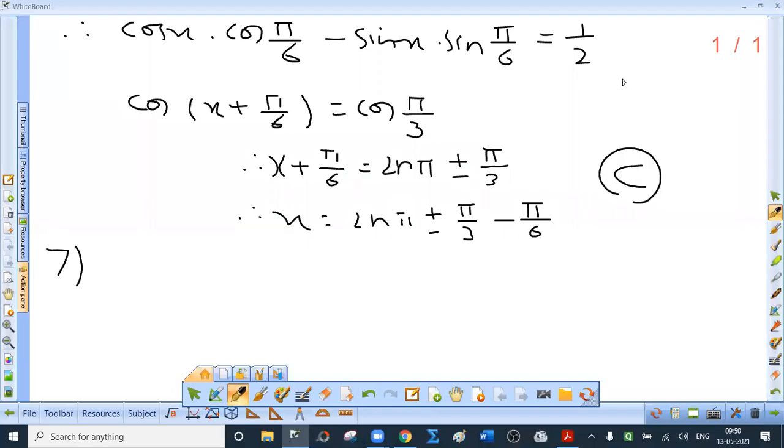Seventh, actually there is one correction. Option A should be 2 is to root 6 is to root 3 plus 1. I repeat, option A should be 2 is to root 6 is to root 3 plus 1.